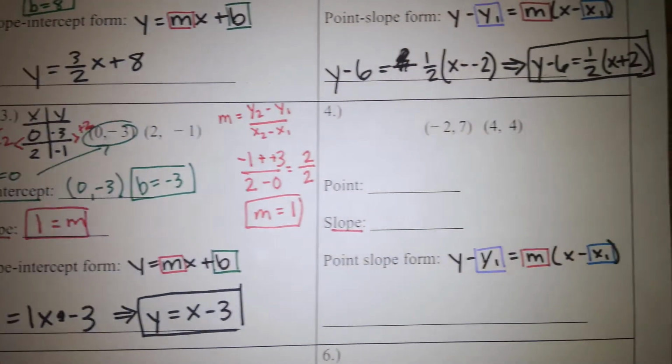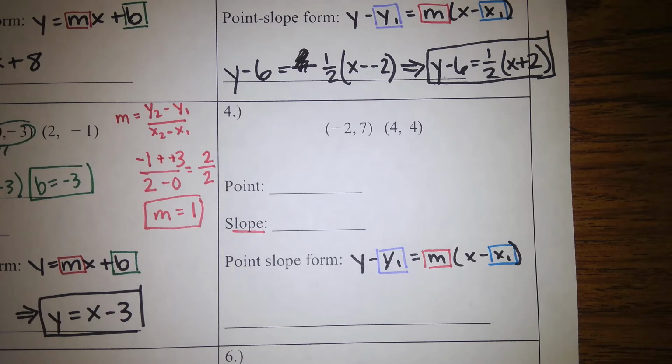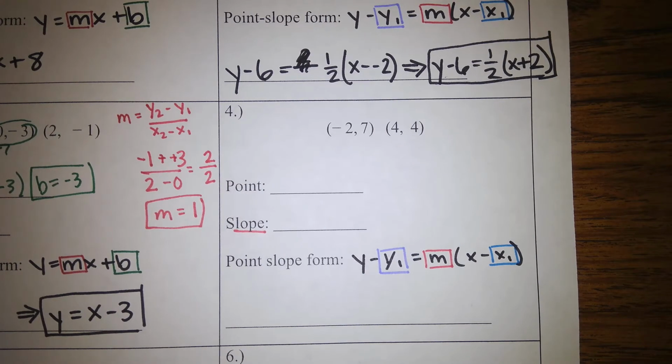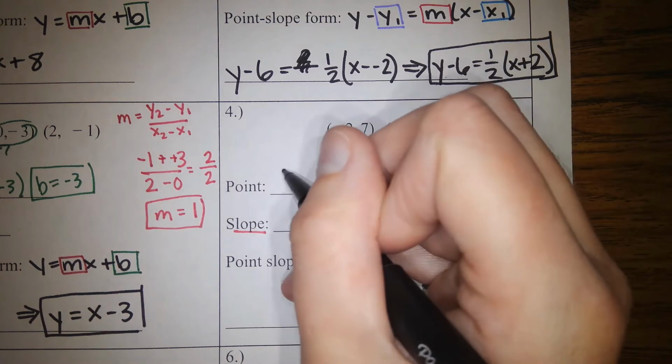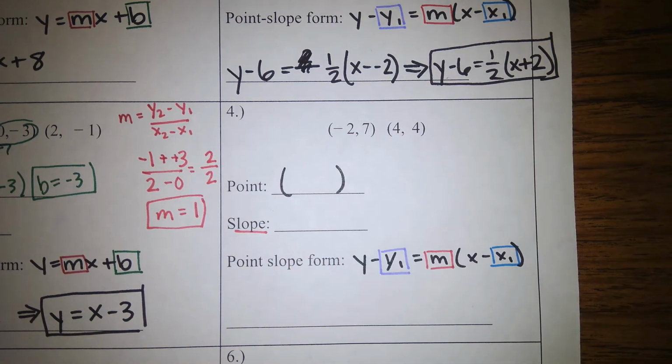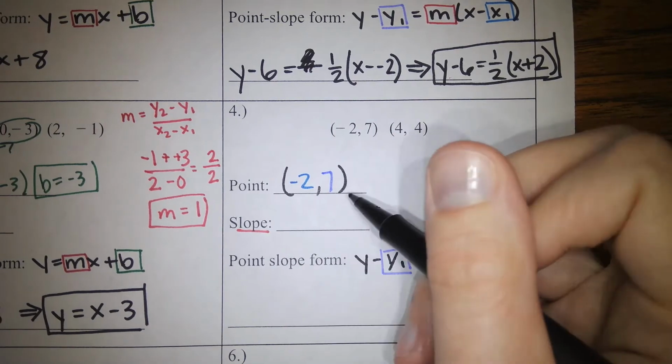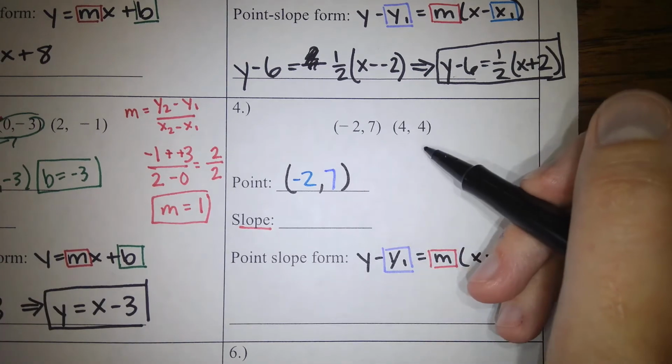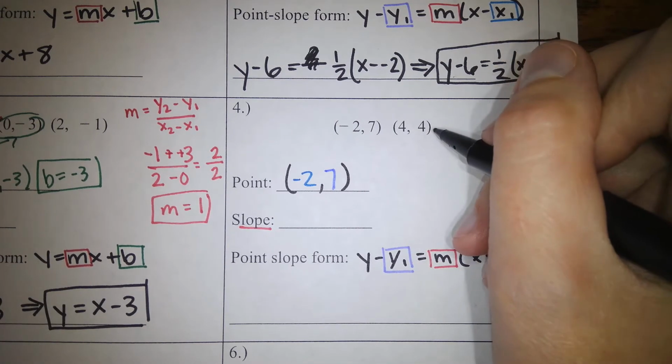Now on number 4, it's giving us 2 points, but this time it wants us to do it in point-slope form. So how we're going to do this is, first, we can use either point for this one right here, all right? So I'll just pick this first one, okay? So we're going to say our x is -2, and our y is 7, okay? And that's the point that I'll pick. In order to find our slope, you could have used (4, 4) just as easily.